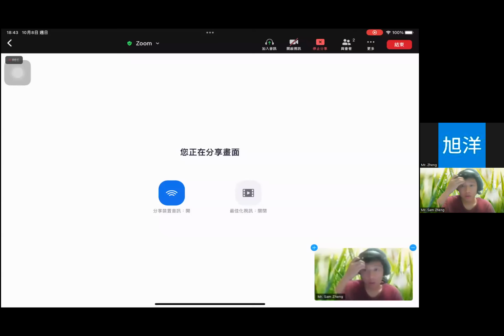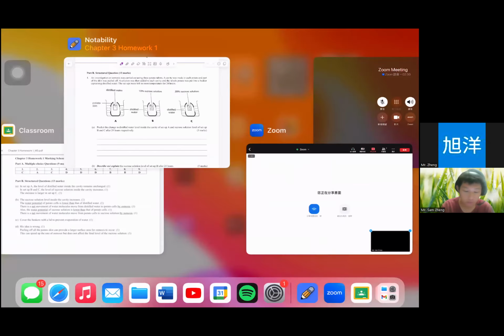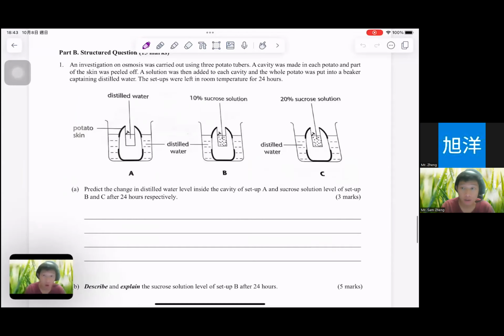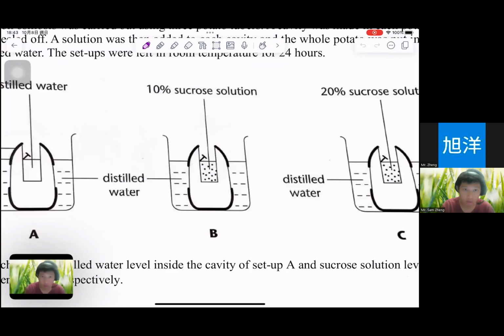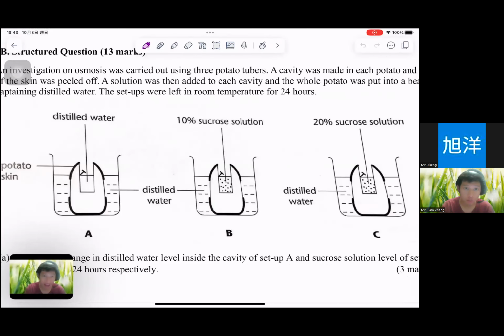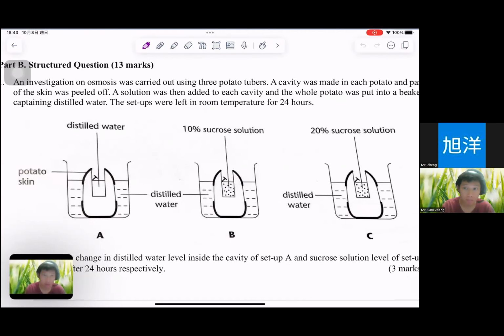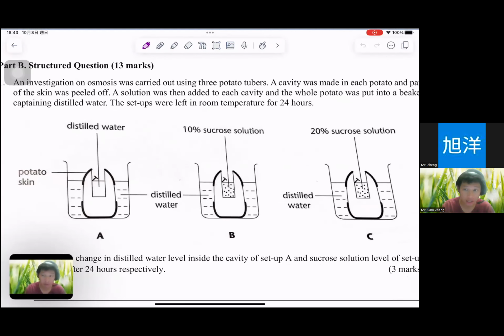Hello everyone. So today I would like to continue to talk about, or to revise, the chapter 3 homework 1. Last time maybe it was too rushed for us to talk about what is actually happening for question 1, so maybe I will just briefly mention it again.